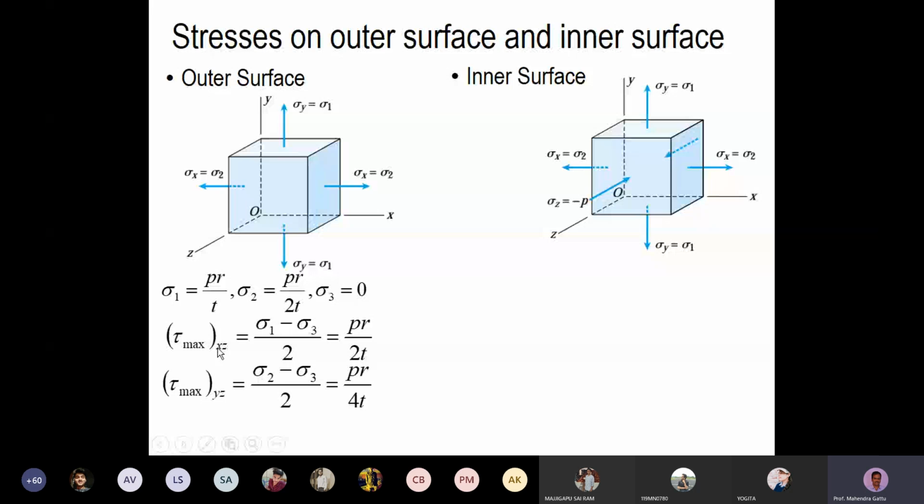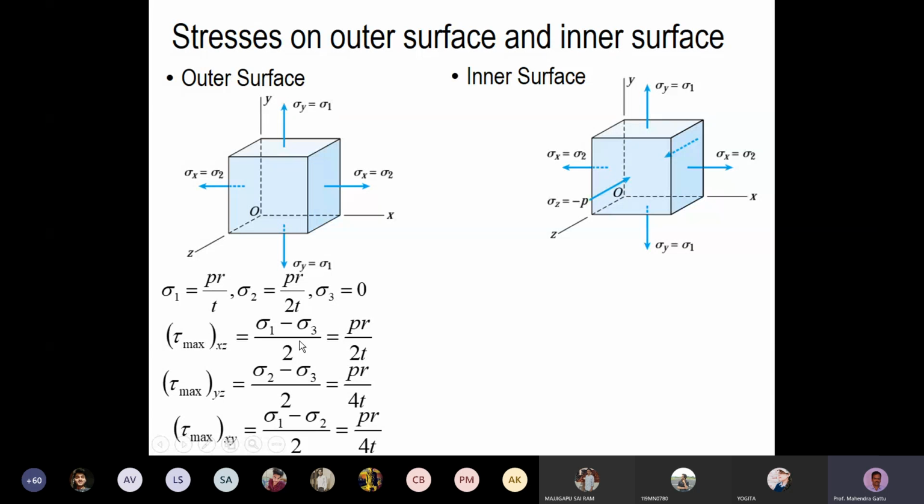This should be sigma yz, and this should be sigma xz. I think then it will be okay. And then for the in-plane stress it will be sigma 1 minus sigma 2 by 2. So this is okay. Tau max xy is sigma 1 minus sigma 2 by 2, which is PR by 4T. I think for the first case it should be yz. Only then we can have sigma 1 minus sigma 3 by 2, and in the second case it will be xz, so we'll have sigma 2 minus sigma 3.